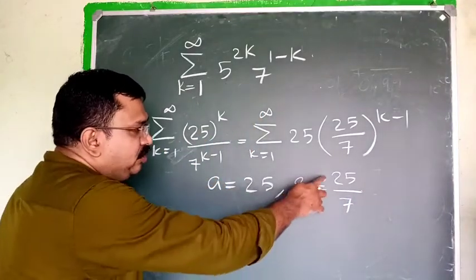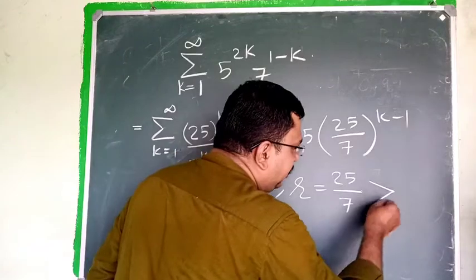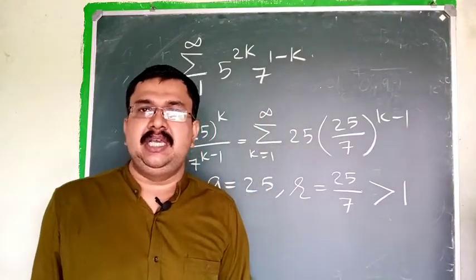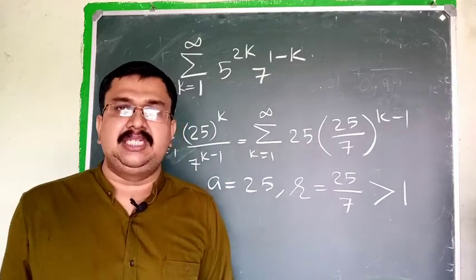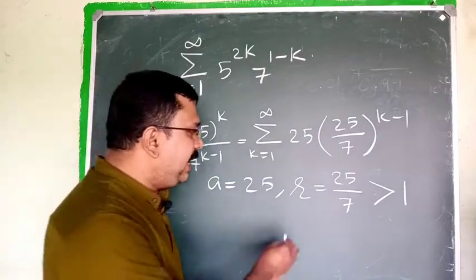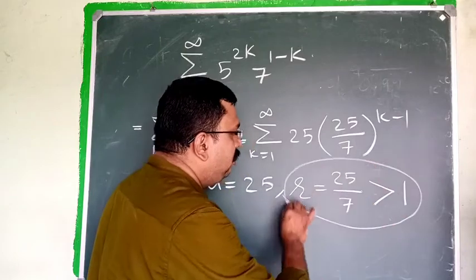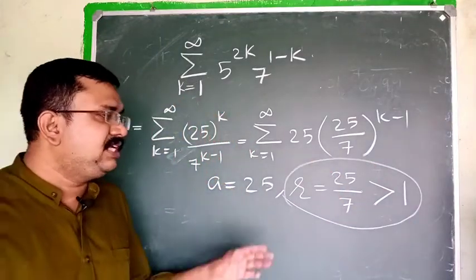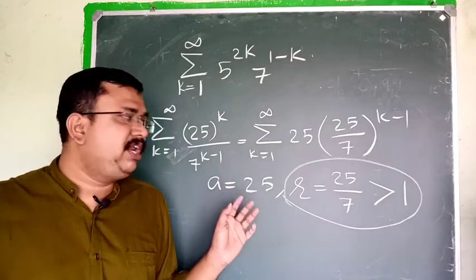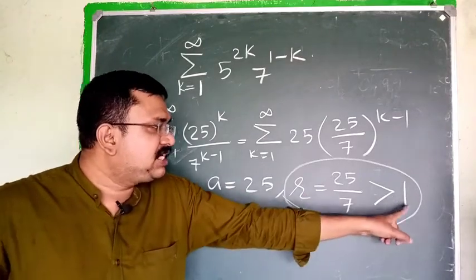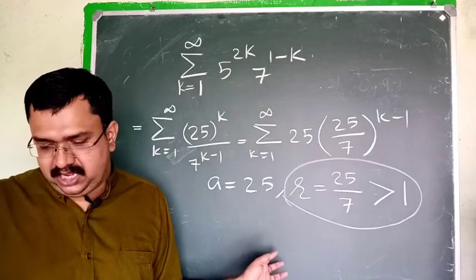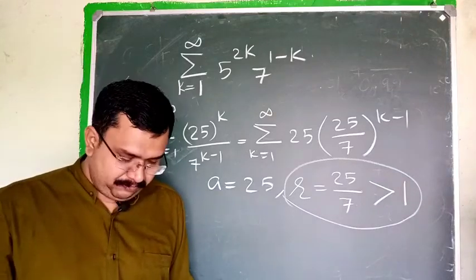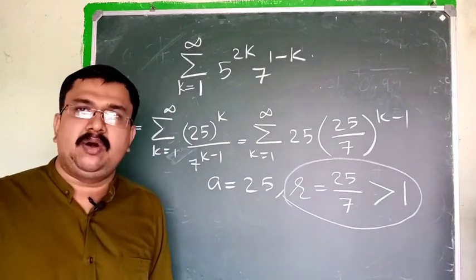Remember that 25 by 7 is greater than 1. Therefore, the given series diverges. That is our final answer. Here r equal to 25 by 7, which is greater than 1. Therefore, this series diverges. Very, very important: if modulus of r is greater than 1, then the series diverges. Therefore, we cannot find its sum. Please write down in your notebook.